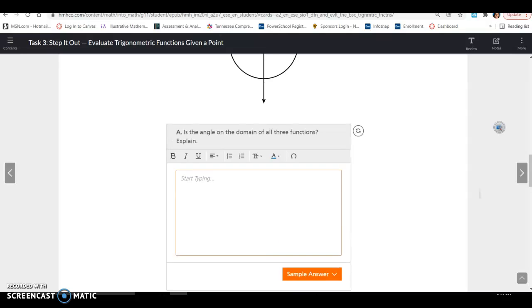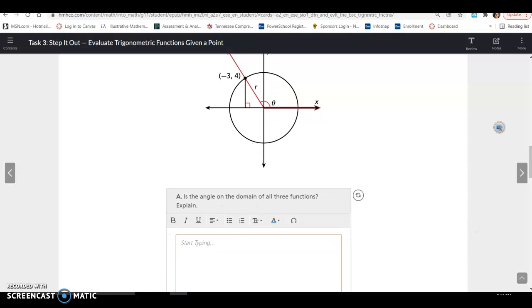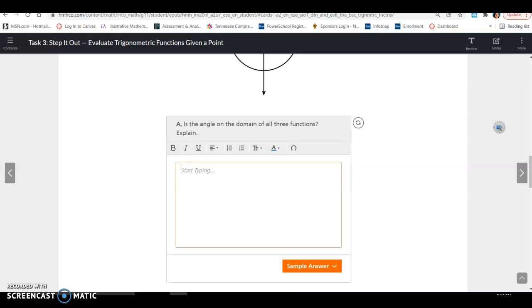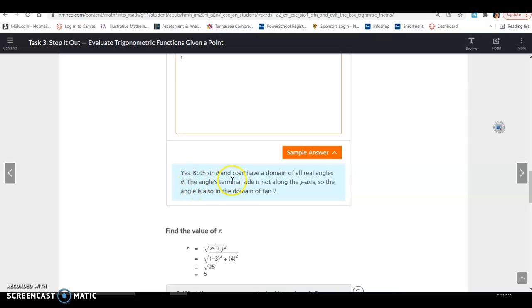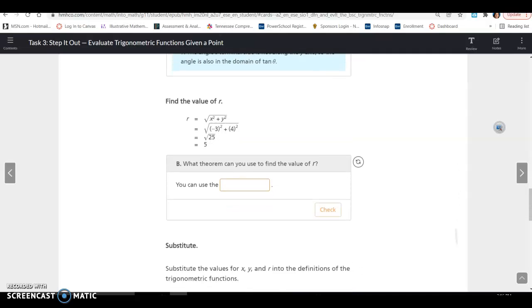Is the angle on the domain of all three functions? I'm going to say yes, because it doesn't fall on this axis, so it should be for all three. So yes, sine of theta and cosine of theta have a domain of all real numbers. The angle's terminal side is not along the y-axis, so tangent is also all real numbers. So yes, again, the domain is all real numbers for each of the three trig functions.